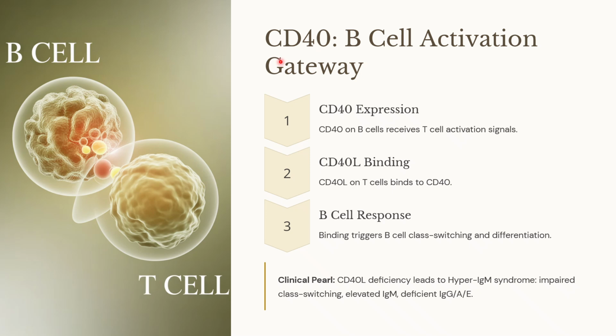CD40, the B cell activation gateway. Think of CD40 as the final handshake between B cells and T helper cells. After the primary and secondary signals are checked, the CD40 receptor on the B cells must bind to the CD40 ligand on the CD4 plus T cells. This delivers the crucial T cell help, allowing B cells to differentiate into plasma cells and to undergo class switching. Without a CD40 ligand interaction, B cells remain unactivated, resulting in hyper IgM syndrome.